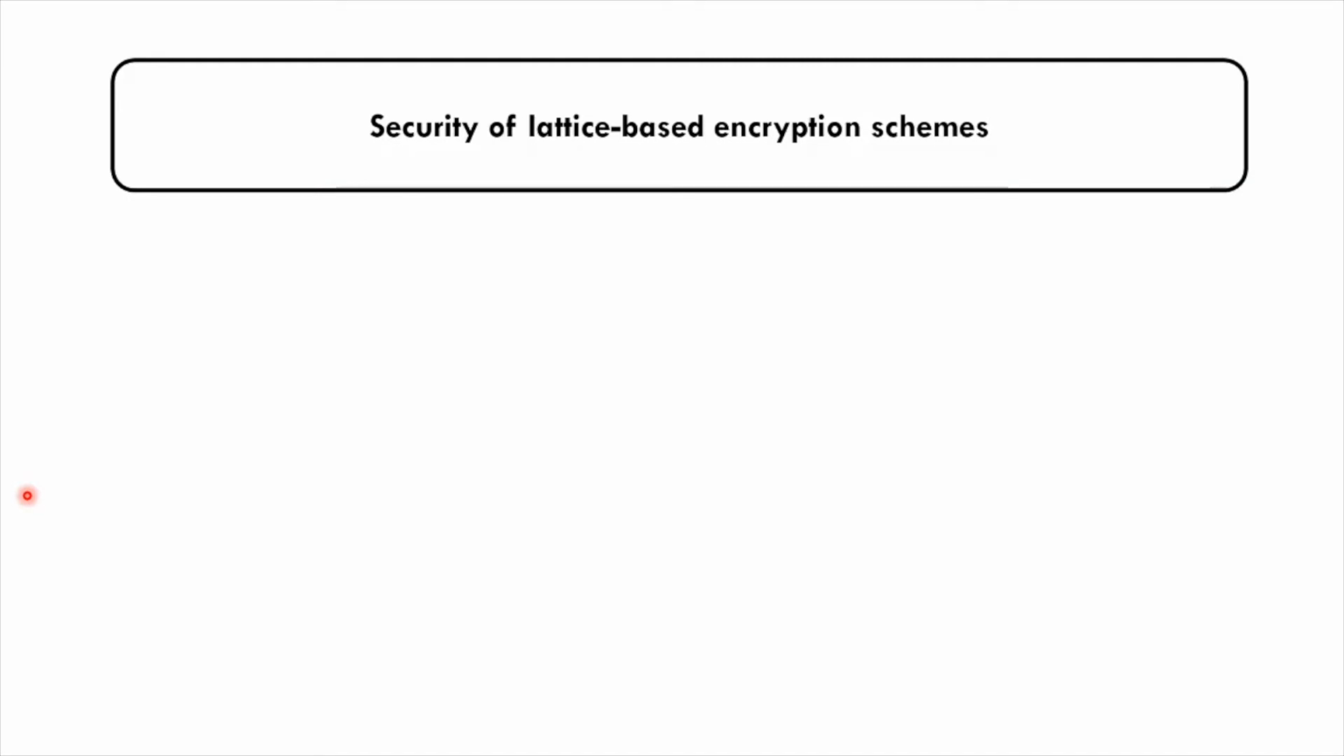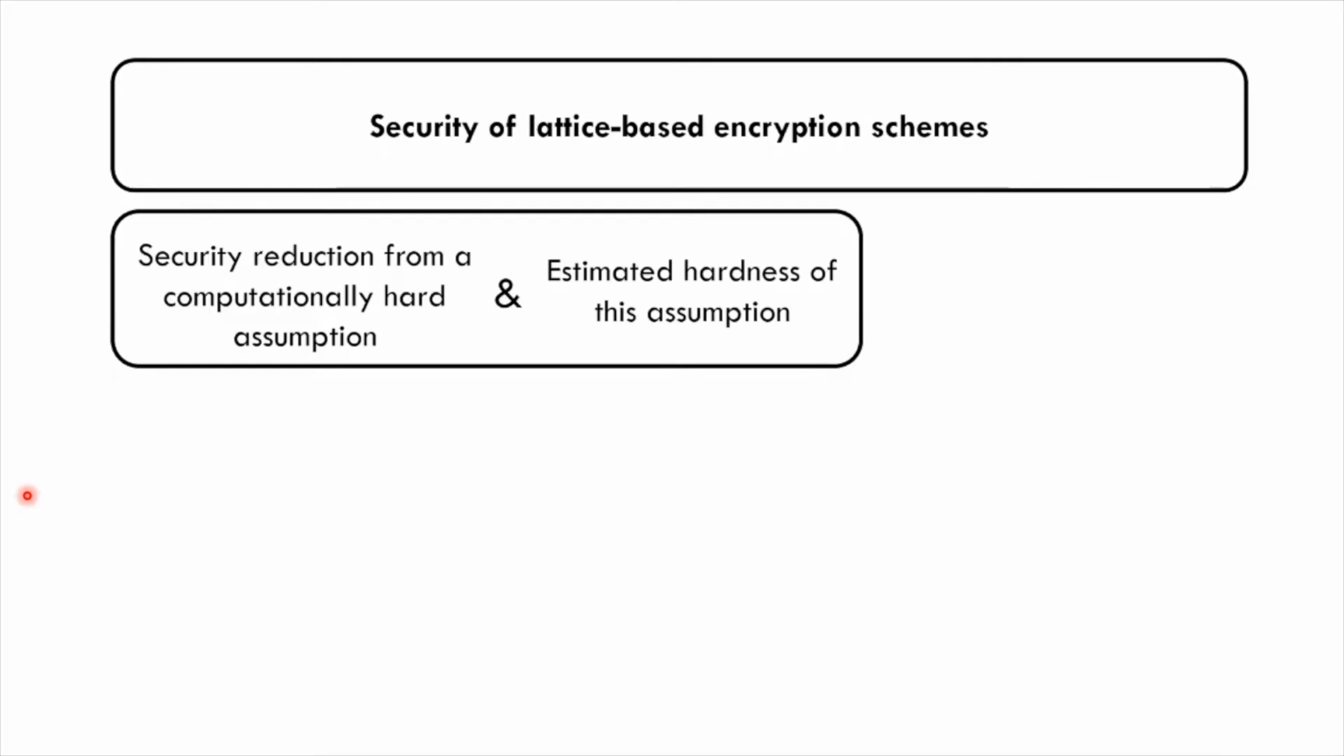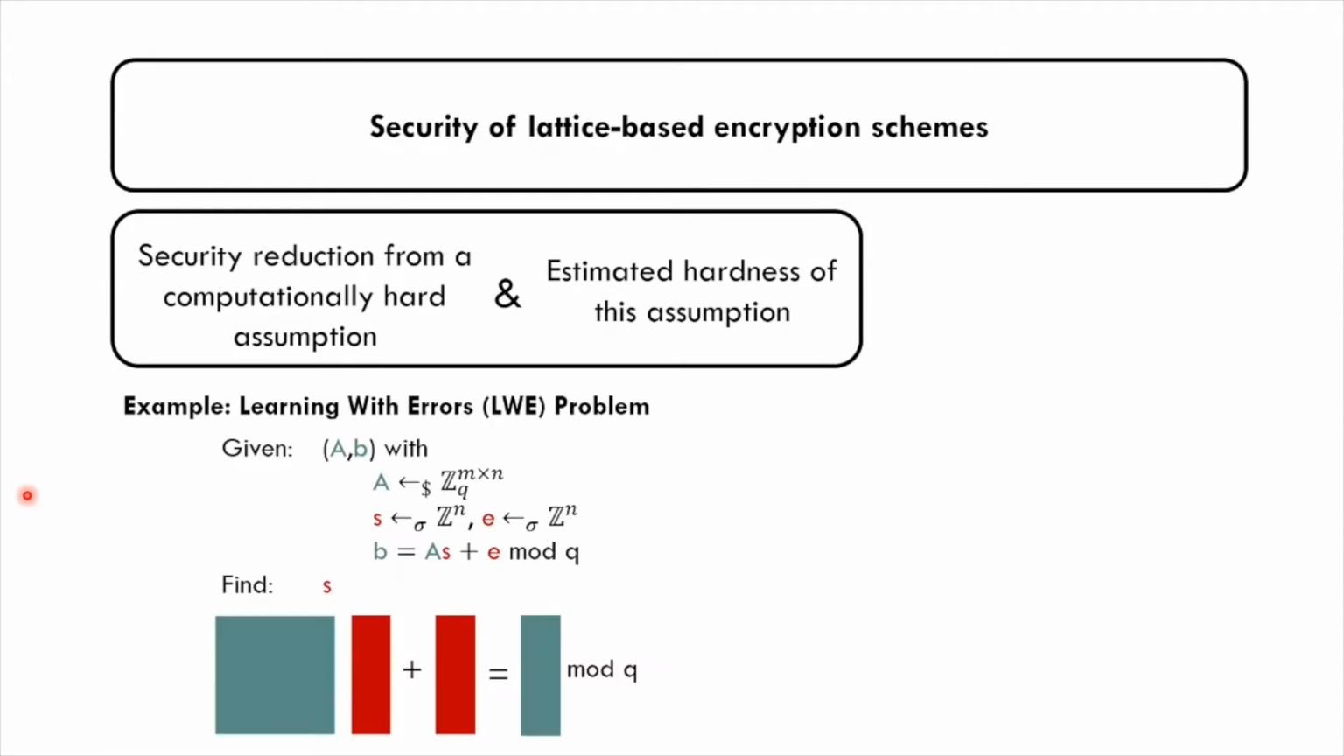The security of lattice-based encryption schemes is often ensured by a security reduction from a computationally hard problem and concrete hardness estimates of this problem. An example for a hardness assumption that is relevant also in this talk is the learning with errors problem. In this problem, a matrix A is sampled uniformly random in Z_q. Furthermore, a secret and error vector are sampled with discrete Gaussian distribution, and a vector B is computed as B equals A times S plus E modulo Q. Given the tuple (A, B), the learning with errors problem is to find the vector S.